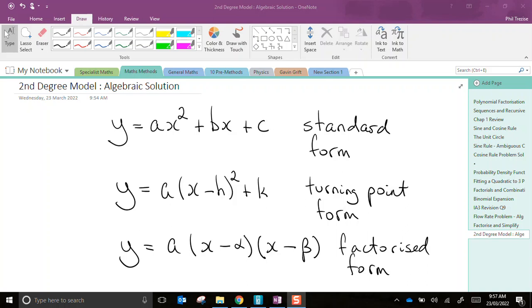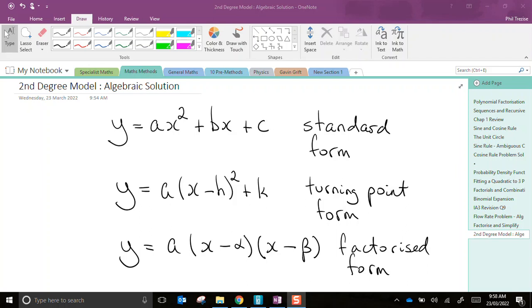Hello everyone. In this lesson, we're going to be looking at how to do a second degree algebraic solution for modeling a curve. Now here we go. I've got the quadratic formula, second degree. There's three different ways we can express a quadratic equation. We have standard form, we have turning point form, we're probably most familiar with those two.